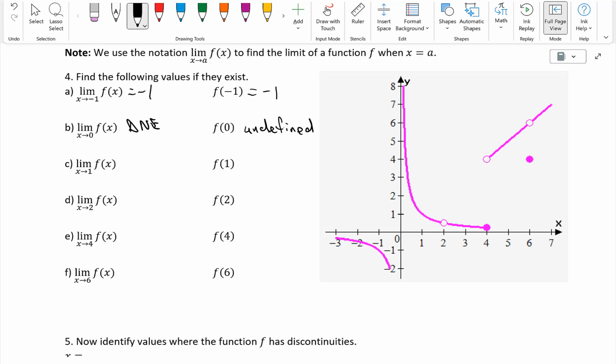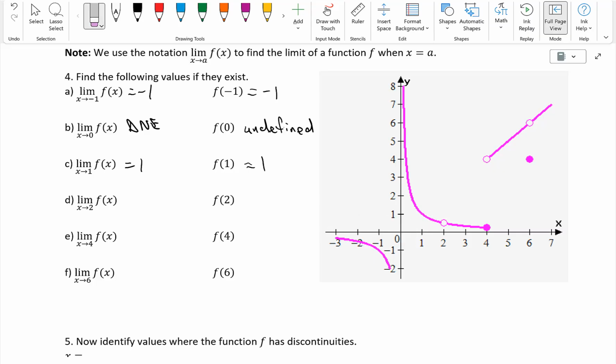For c, we've got this limit as x approaches 1 for our function f of x. So we're going to pinch in around x equals 1. We want to think coming in from both directions. If we make a little window around 1, we can see a single y value in there at a height of 1. So our limit here would be 1. Our function value when x is 1, y is 1.